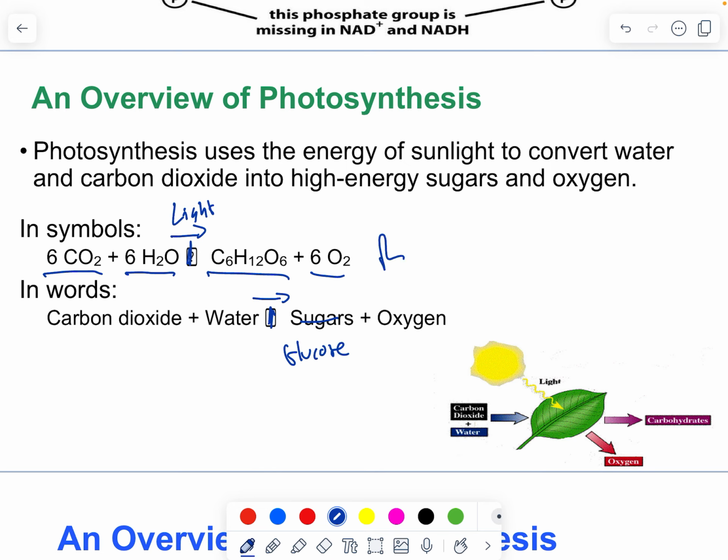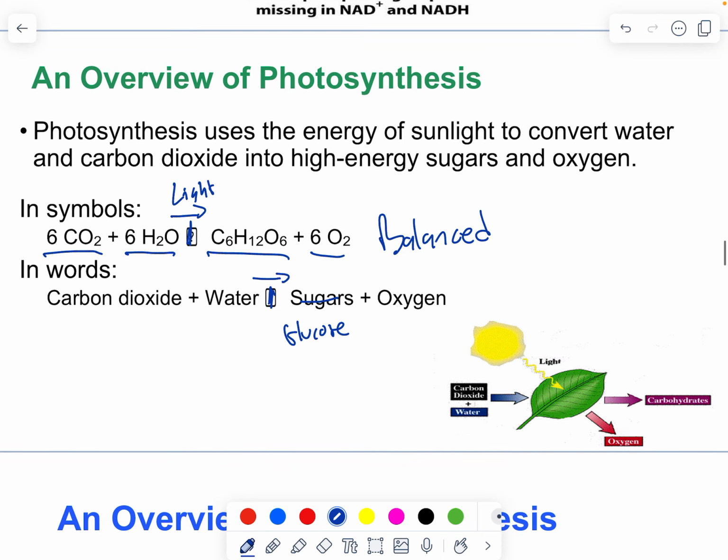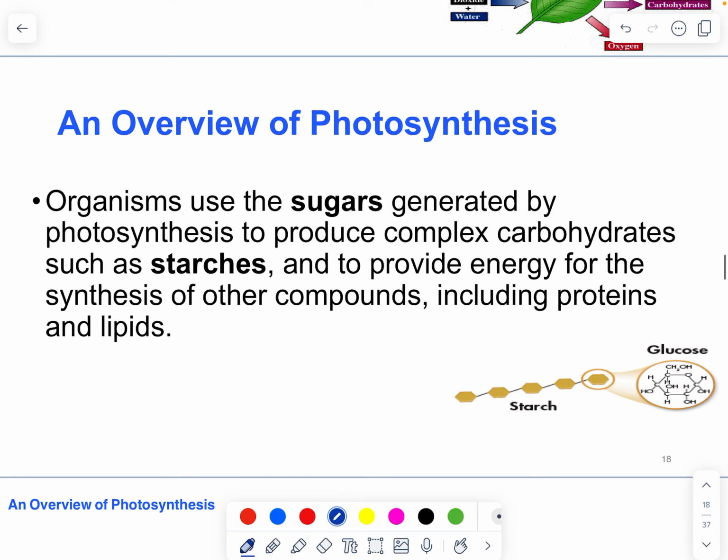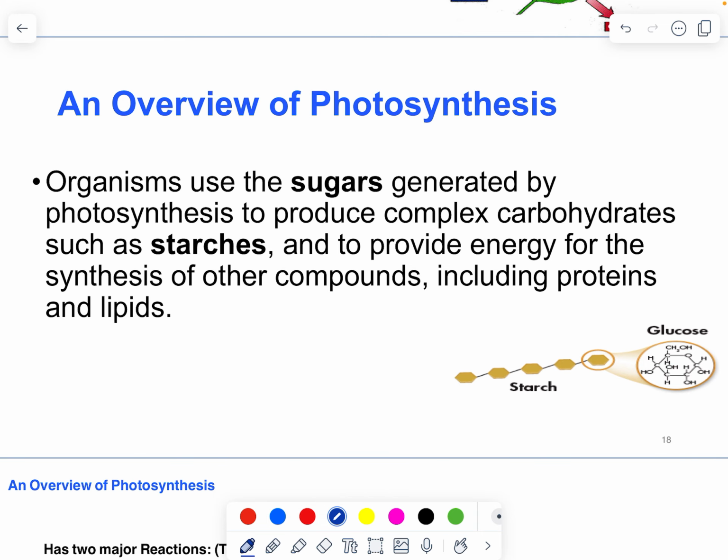Notice this is a balanced equation. I don't know if you ever worked on those in physical science. You will next year in chemistry. And so organisms can use those sugars for a lot of different things, right? We can use them as sources of energy to make ATP, but we can also use them to make starches. And we can use that energy to be the foundational energy of making other compounds that the plant needs, okay?